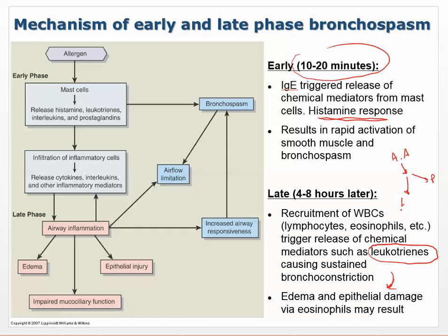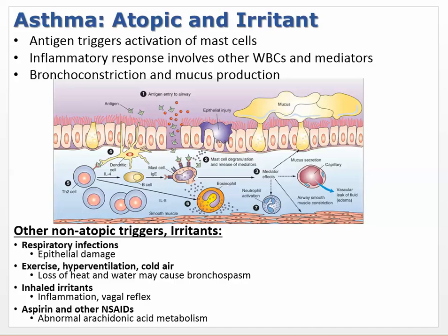So it can take a while to get those up and running sometimes, but it's part of that bigger process, which is why they can be associated also with the early phase, but they're definitely associated with this late phase and the recruitment of the white blood cells. Edema can occur. Okay, so you've got this buildup of exudate in there, or fluid moving out. Epithelial damage via eosinophils may result. So that's not so good. That's when asthma is really causing some damage beyond just difficulty breathing.